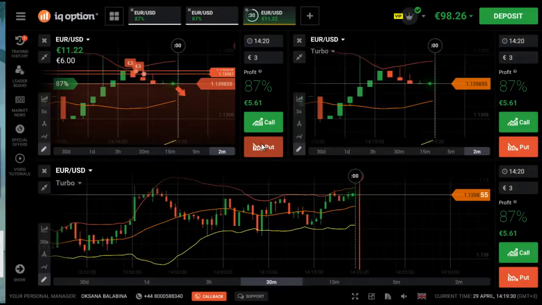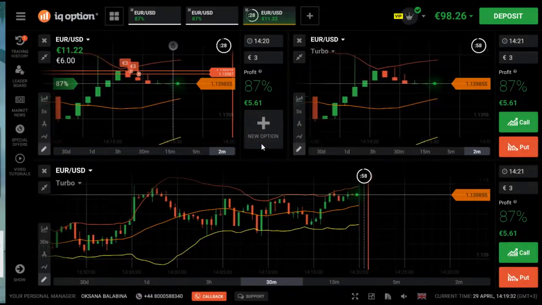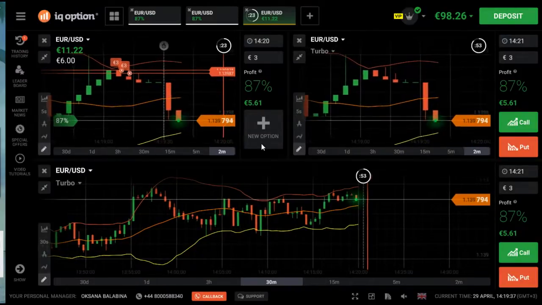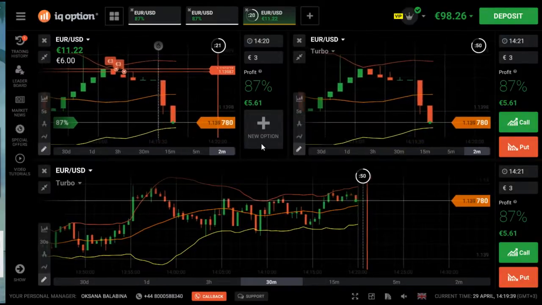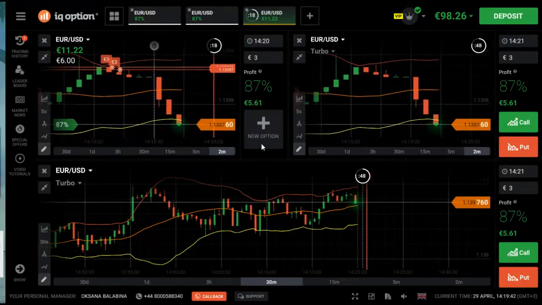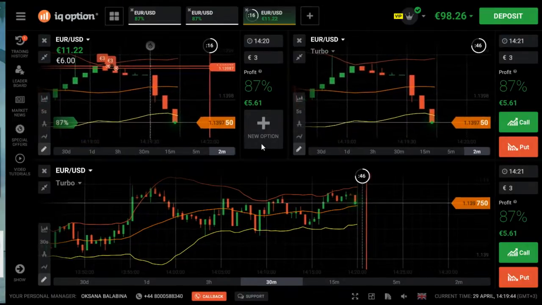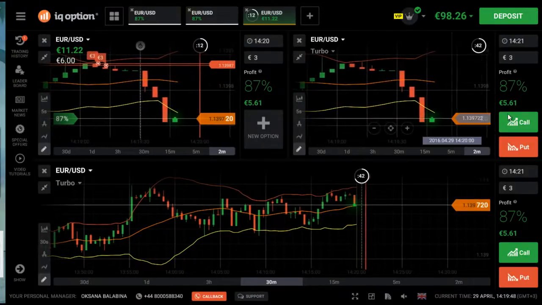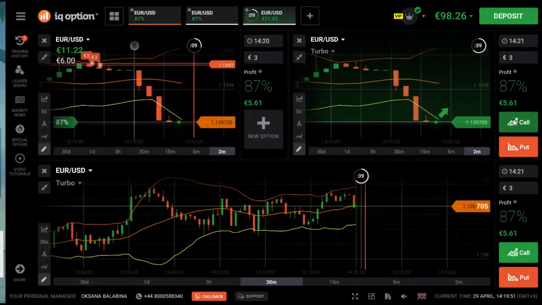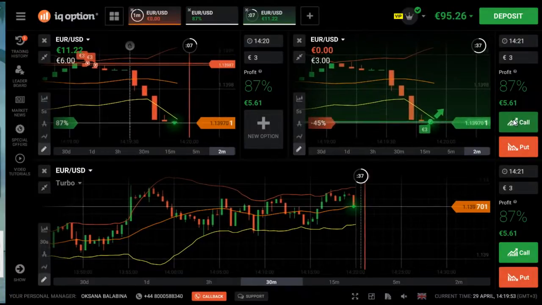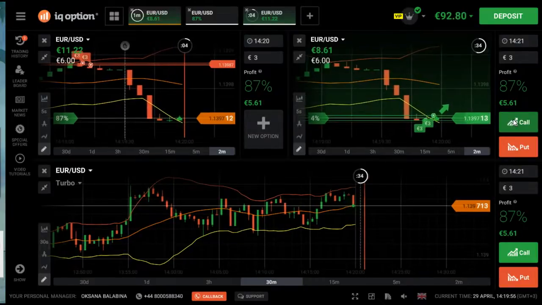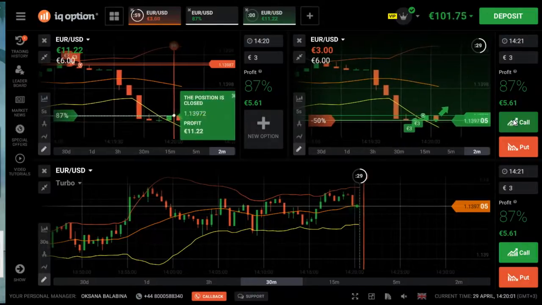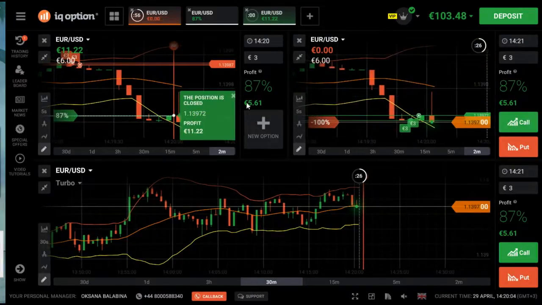So far I've been trading about 35 minutes and current balance is basically even. But the good news is that I'm not losing, and that's the first step. Before winning, you have to make sure you're not losing. As long as you're not losing, eventually you're gonna start winning.